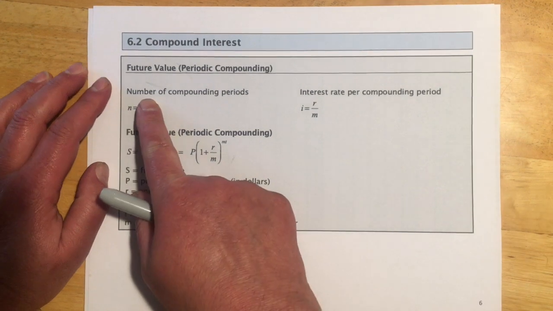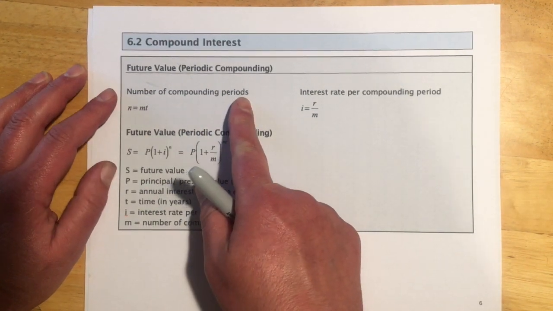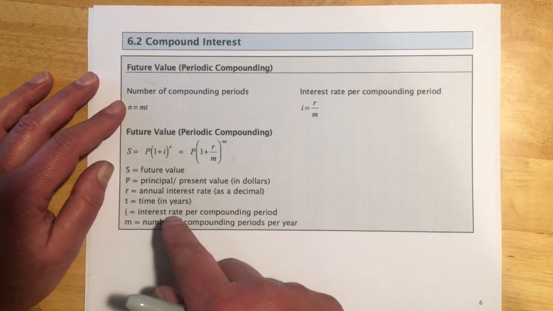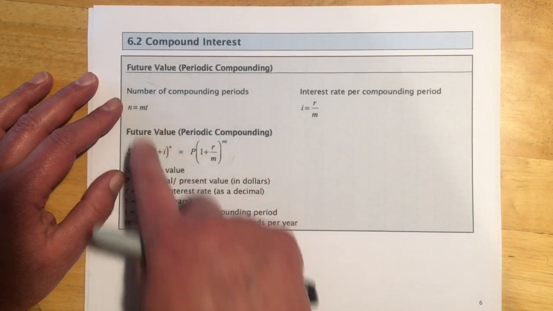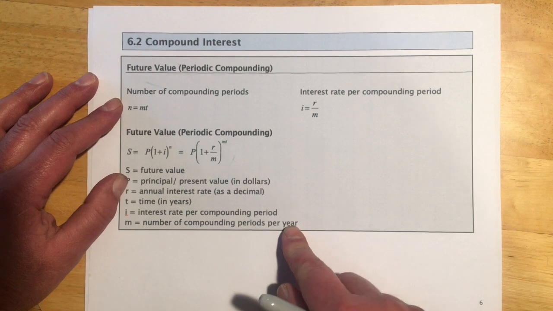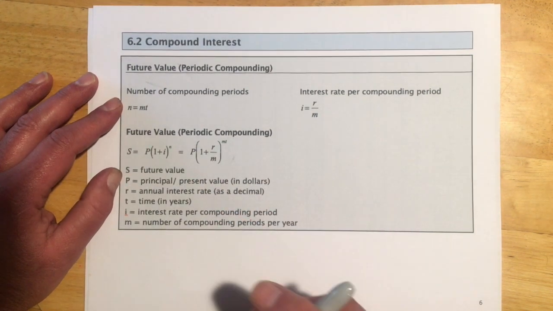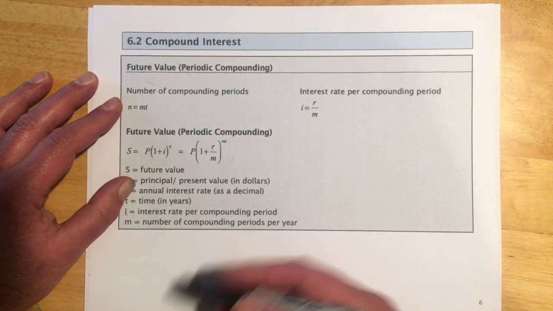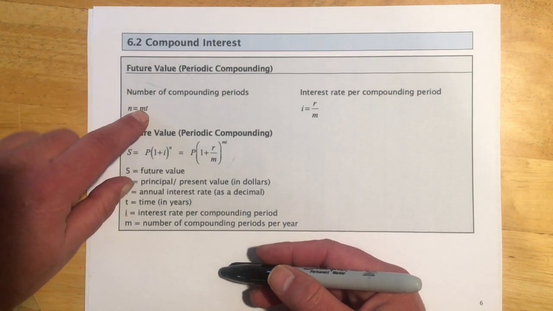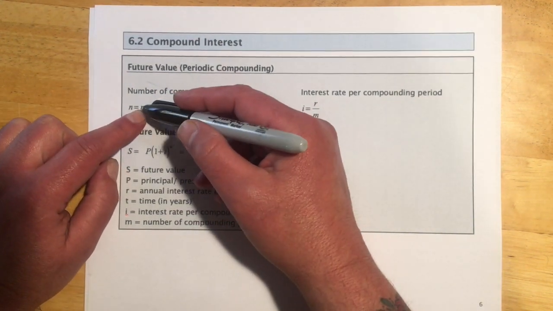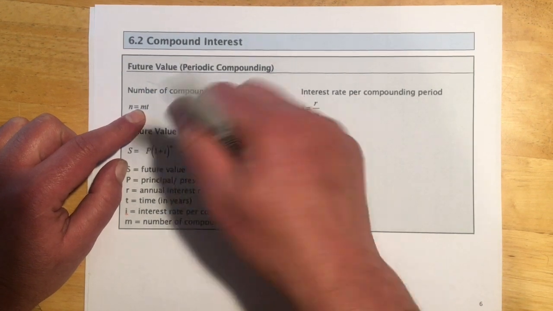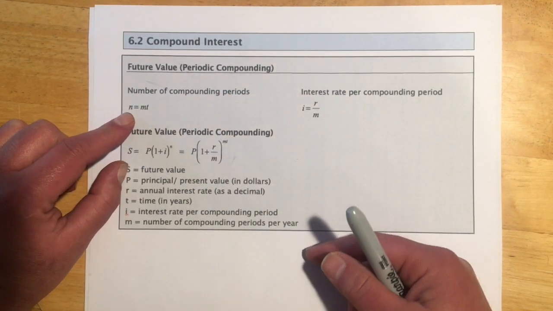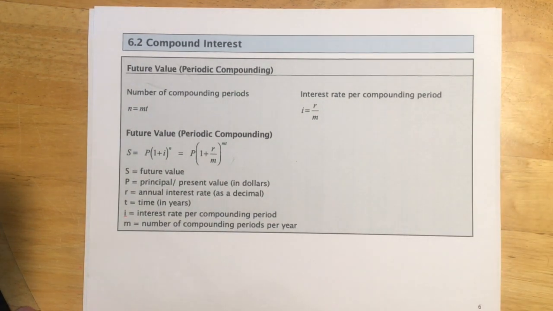So up here I have N is going to be the number of compounding periods during the length of the loan. M in this formula is going to be the number of compounding periods per year. So say something is compounded quarterly. That means it's compounded 4 times a year. So that would be M. And then let's say it's in the bank for 5 years. So that would be 5 times 4, which is 20. So the number of compounding periods would be 20 for that loan.